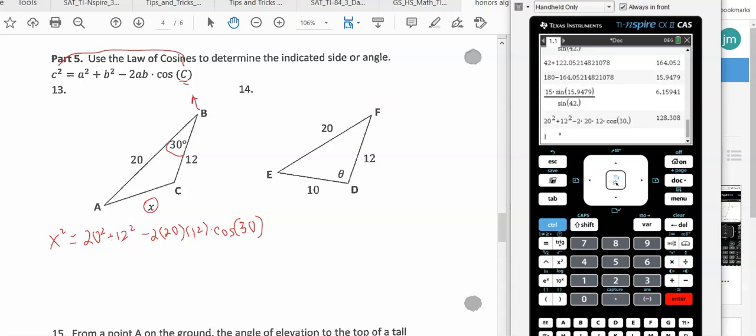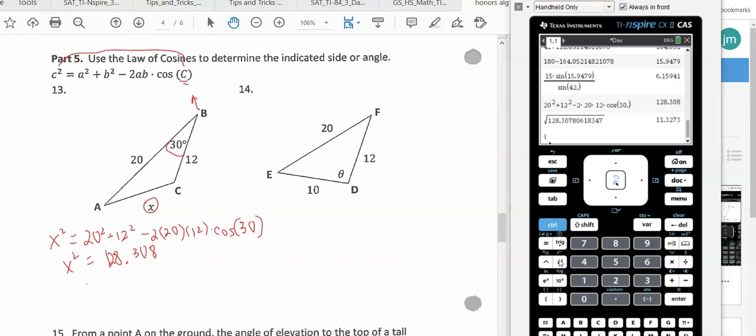That's because x squared is equal to 128.308-ish. Not going to get the decimal because I'm about to square root that number. So we've got to square root that to get the answer. So I'm just going to grab that. So we get x equals 11.3273. In this case, we only really have to find the missing side or angle. So in that case, we're kind of done.